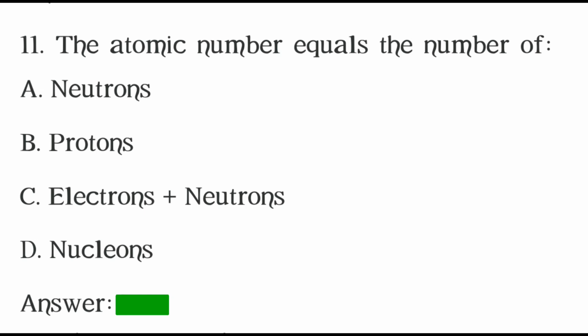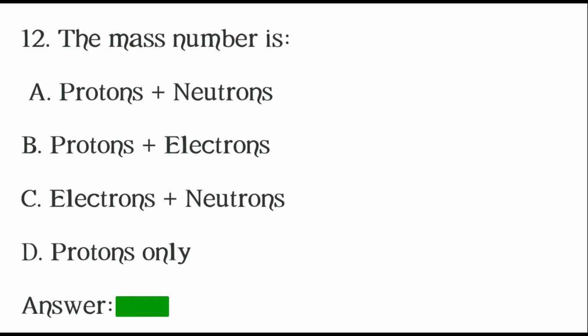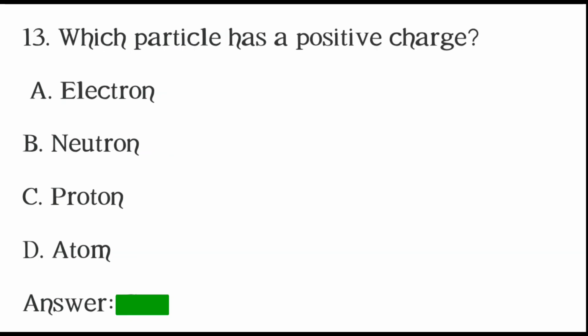11. The atomic number equals the number of A. Neutrons, B. Protons, C. Electrons plus neutrons, D. Nucleons. Answer, B. 12. The mass number is A. Protons plus neutrons, B. Protons plus electrons, C. Electrons plus neutrons, D. Protons only. Answer, A. 13. Which particle has a positive charge? A. Electron, B. Neutron, C. Proton, D. Atom. Answer, C.